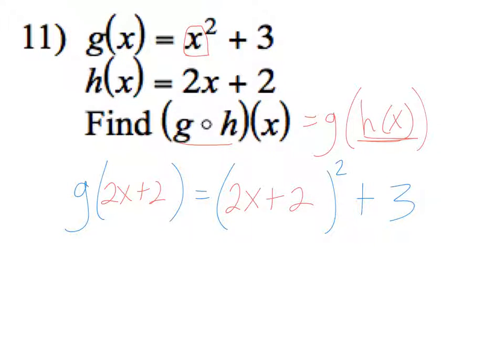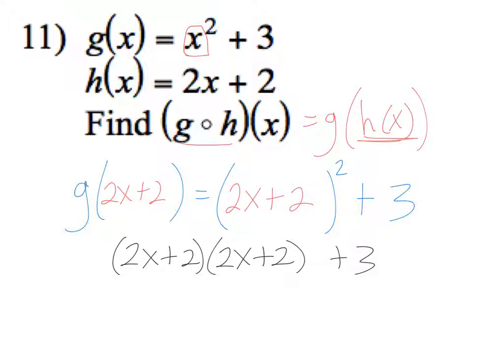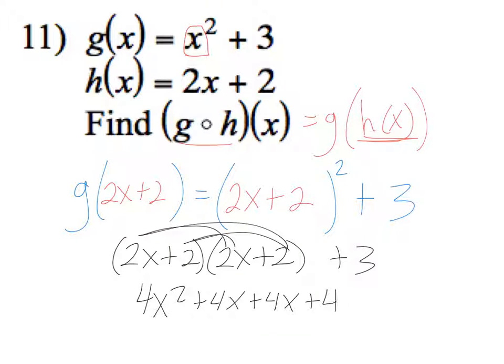Okay, so this is 2x plus 2, that quantity squared, plus 3. The next trick that I need to know is that this squared means 2x plus 2 multiplied by 2x plus 2. And when I distribute that out, we get 4x squared plus 4x plus 4x plus 4, and then I keep my plus 3. In other words, 4x squared plus 8x plus 7.